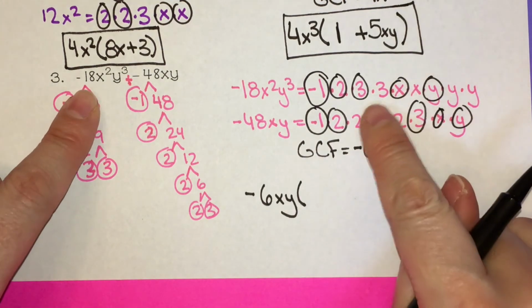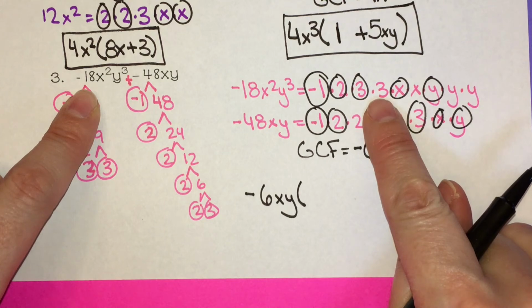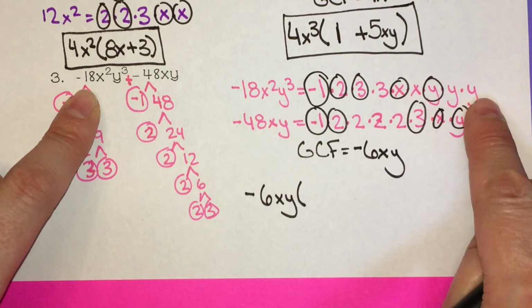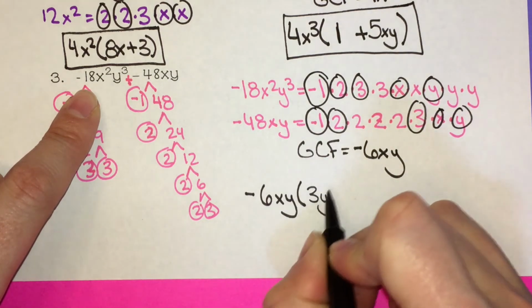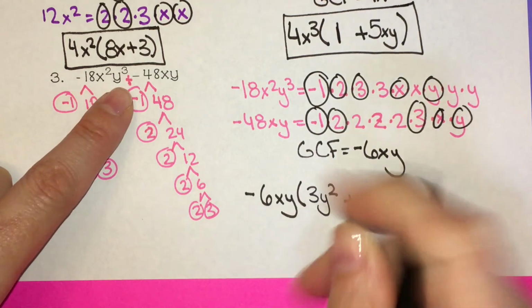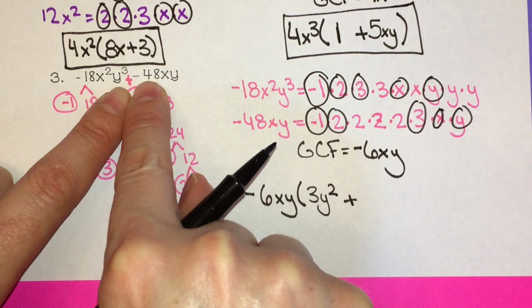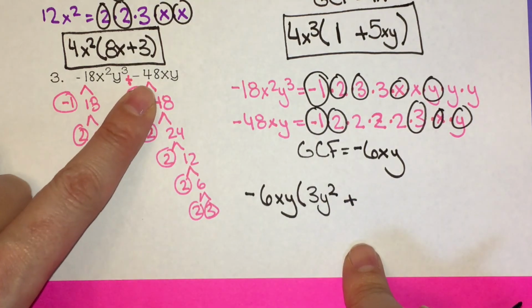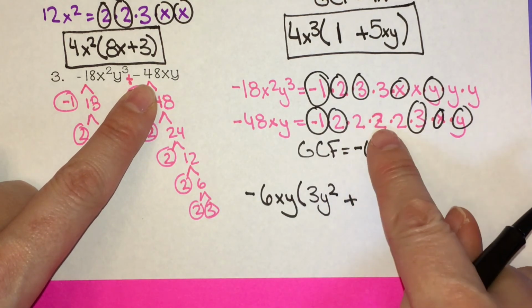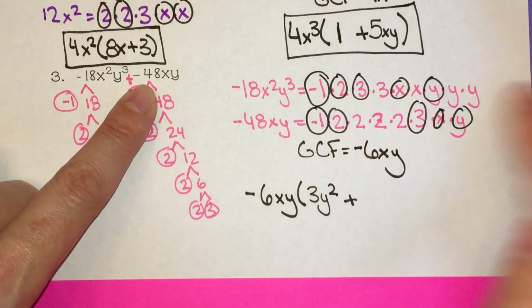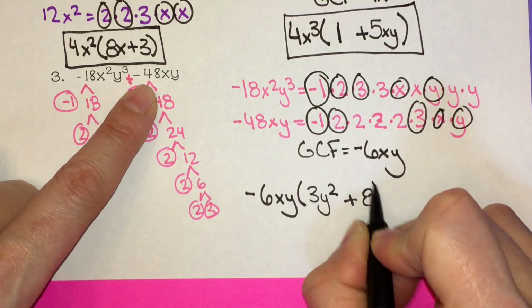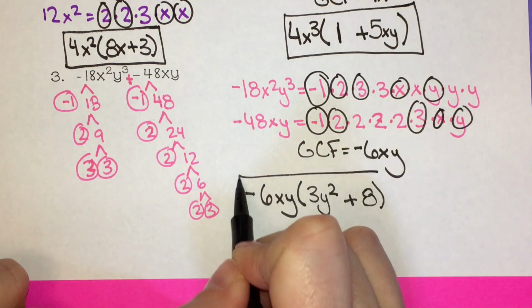Our first term, we're left with 3 times y, which is 3y squared, plus, because we changed that minus to a negative, plus a negative. Second term, we're left with 2 times 2, which is 4. 4 times 2 is 8, and no variables. So that is your answer.